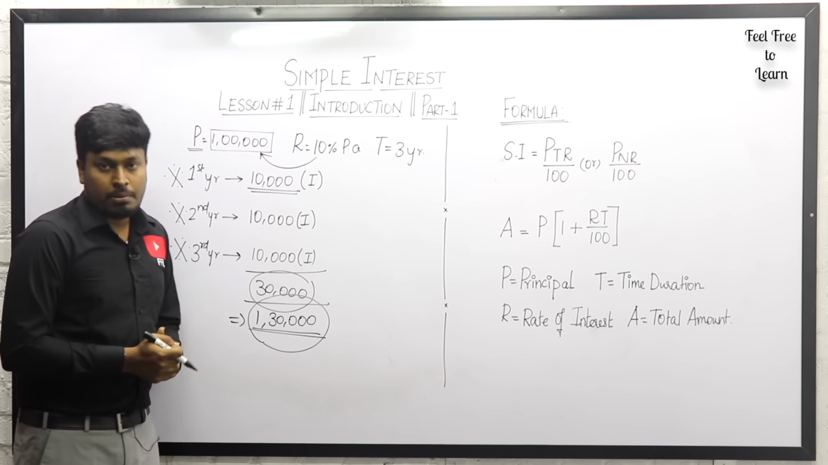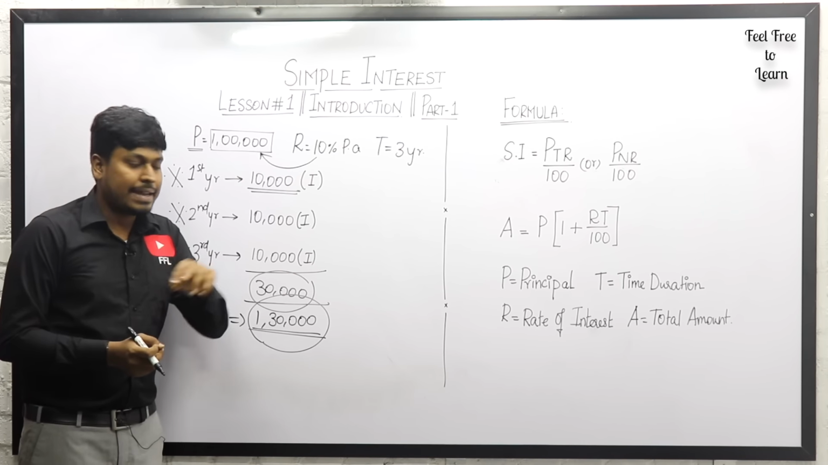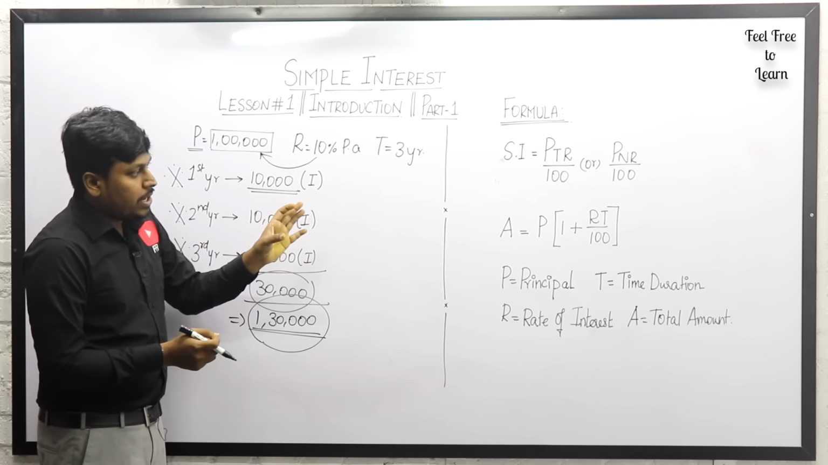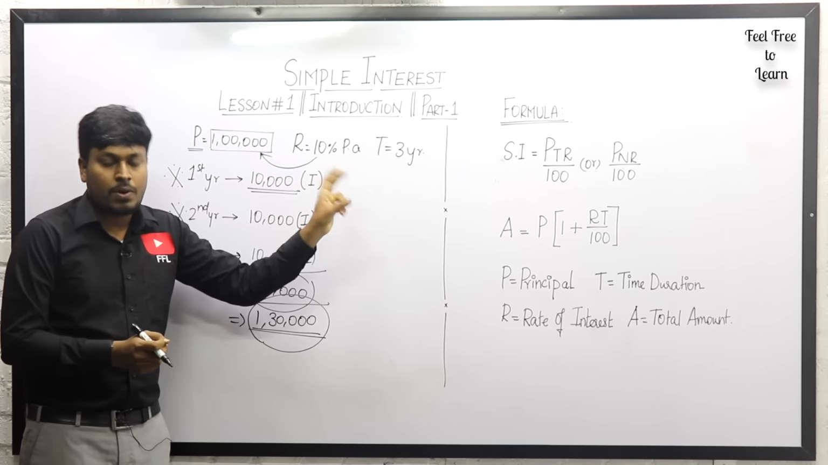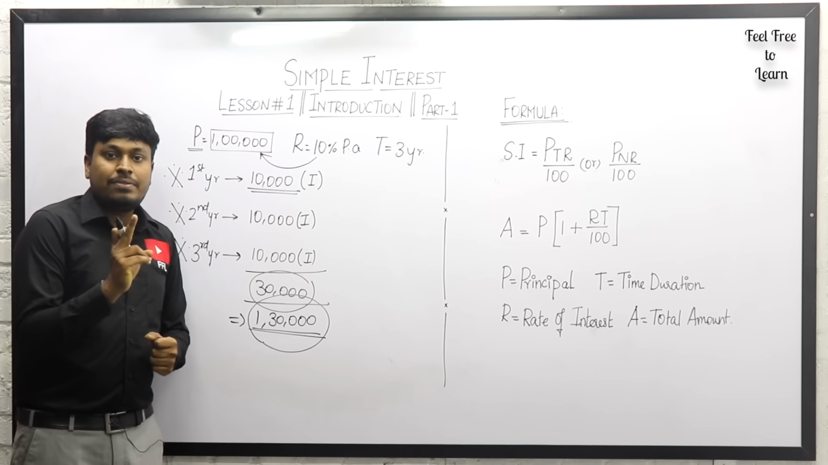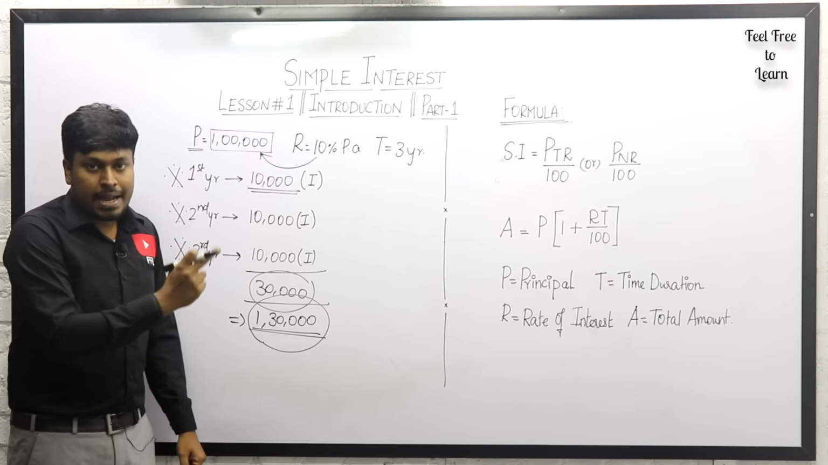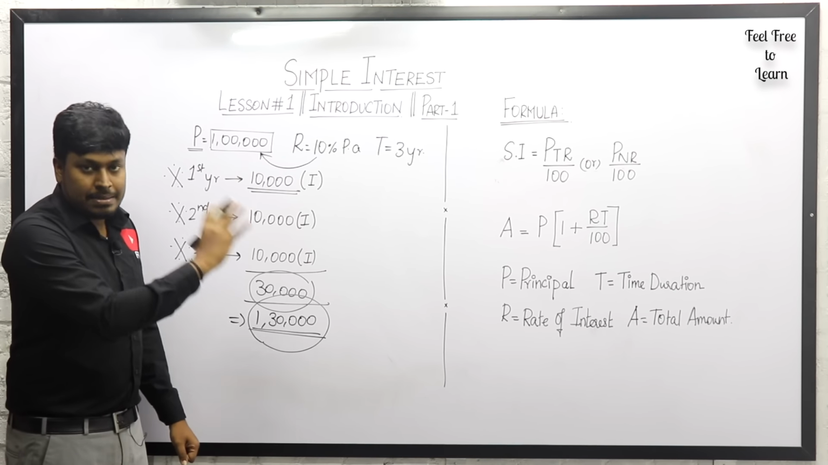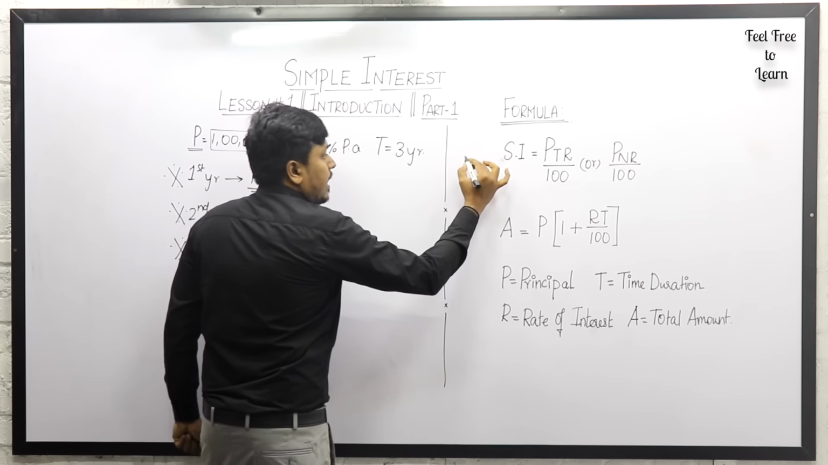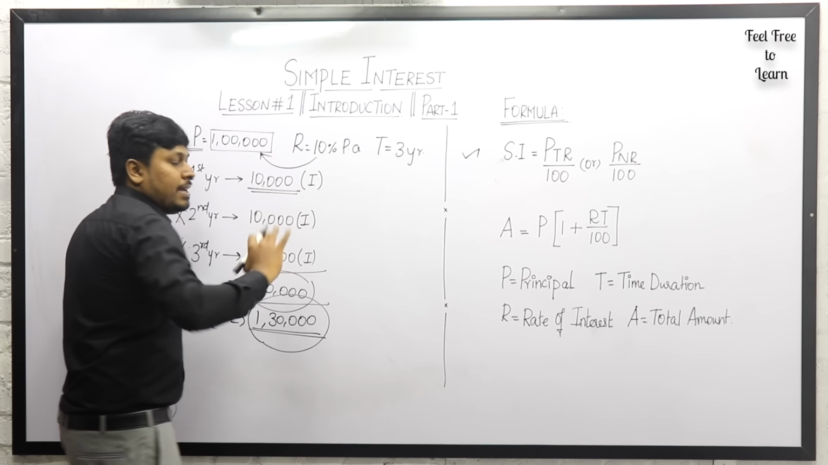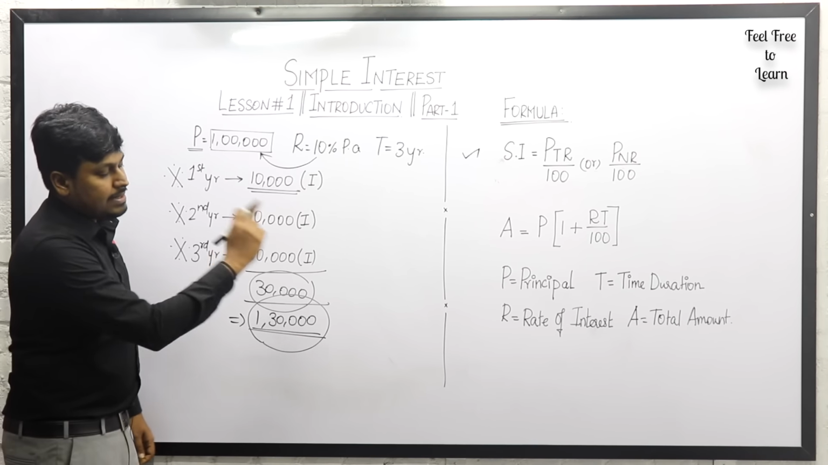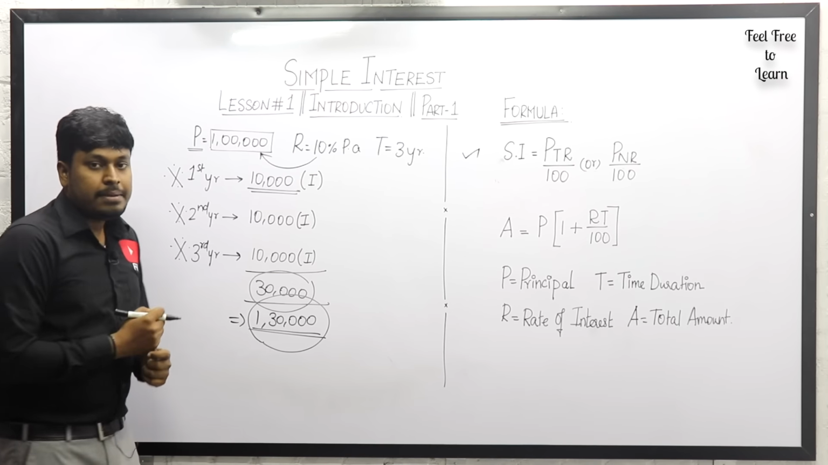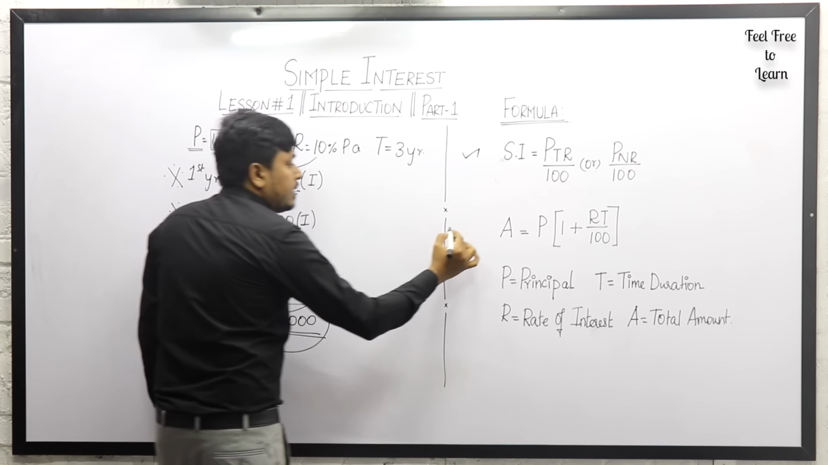So next is the formula, right? There are two major formulas. Again, there are many formulas in the topic simple interest, but here we are going to learn only two major formulas. So the first formula is PTR by 100 or PNR by 100, both are the same. In order to find the simple interest, we use this formula, PTR by 100 or PNR by 100. And the second formula, A is equal to P into 1 plus RT by 100. So this is the formula to calculate A.